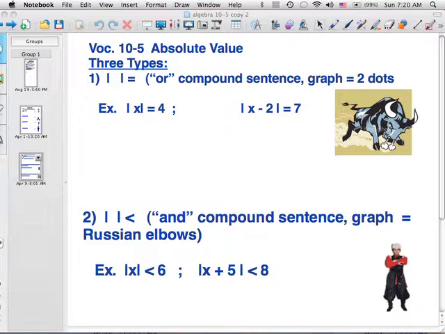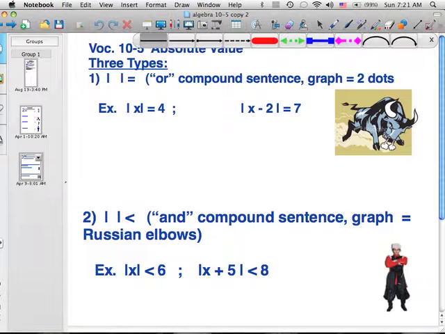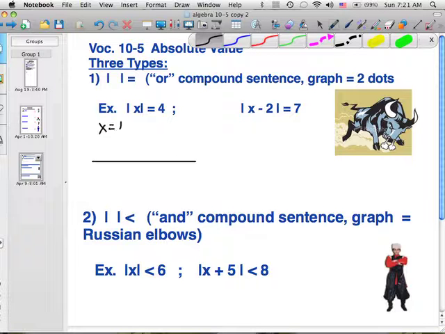And I always have a little kind of dance to help memorize what happens. If you have the equal sign, you end up with the two dots on your number line, like two horns of a bull. So that's why I put the bull up there. So if I'm going to do number 1, x will equal 4, or x could equal negative 4. So when I graph it, I get negative 4 and a dot here and a dot here, the two horns of the bull.